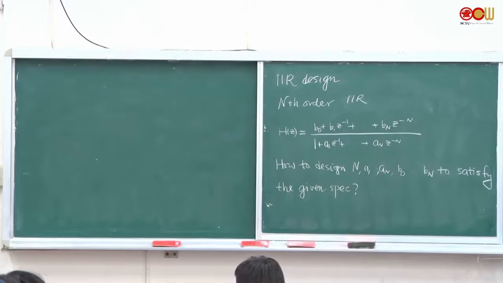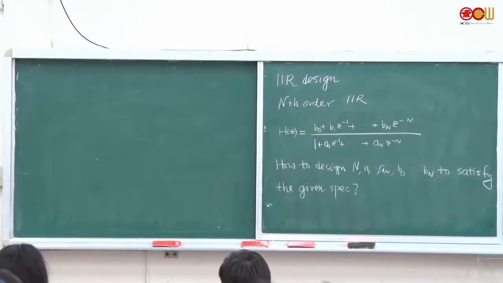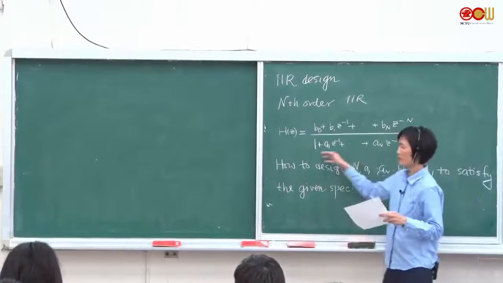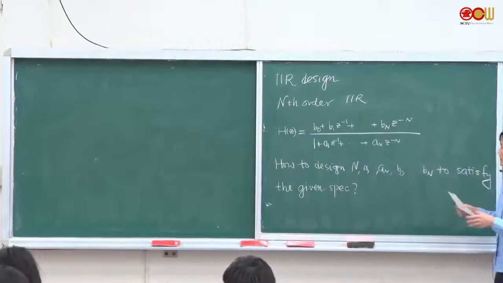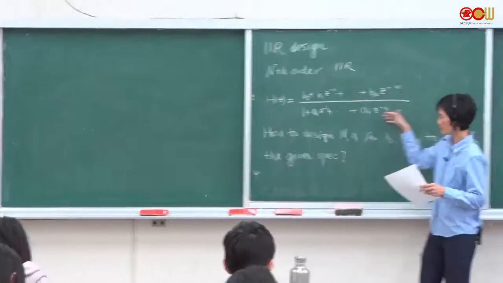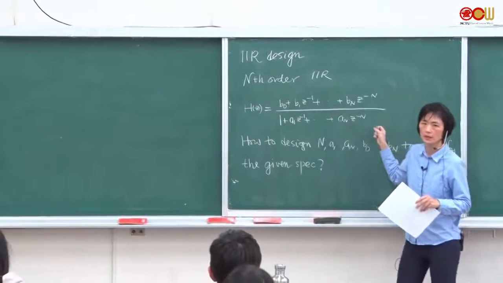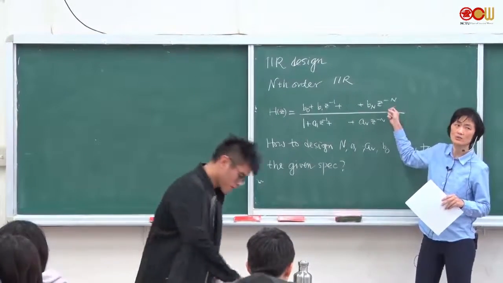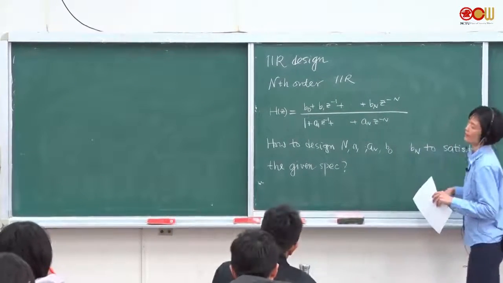Okay, just now we talked about FIR design. Now it's IIR design, nth order IIR. An nth order IIR looks like this: we have an nth order polynomial in the denominator and the numerator. That's an nth order IIR.